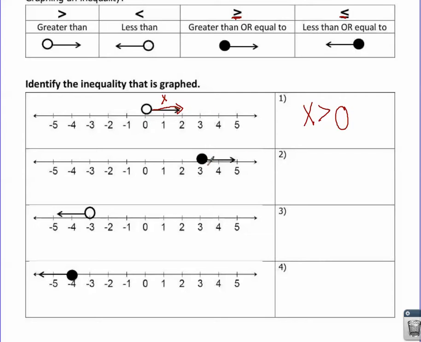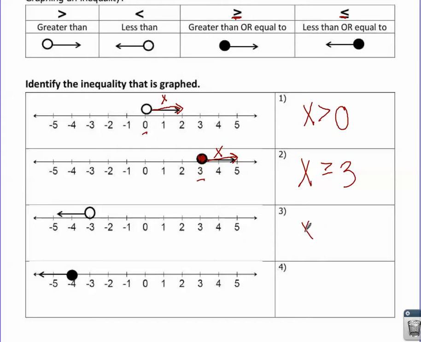And number 2, this is shaded in, so that means you're going to have one of these two examples, a greater than or equal to, or less than or equal to. Again, your arrow represents X. It is to the right, so your X is greater than or equal to 3. I am choosing this number based on what my dot is on.